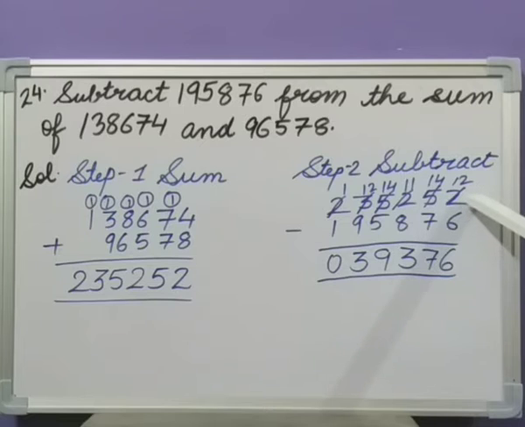Now second step, we'll subtract this number from the sum of these two numbers. So first write down the sum, which will be the minuend, and then write down the number which is to be subtracted and subtract it. So here we got the answer 39,376.